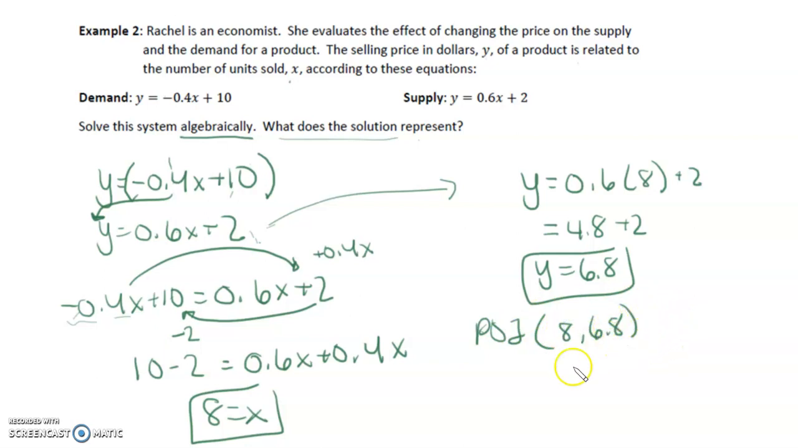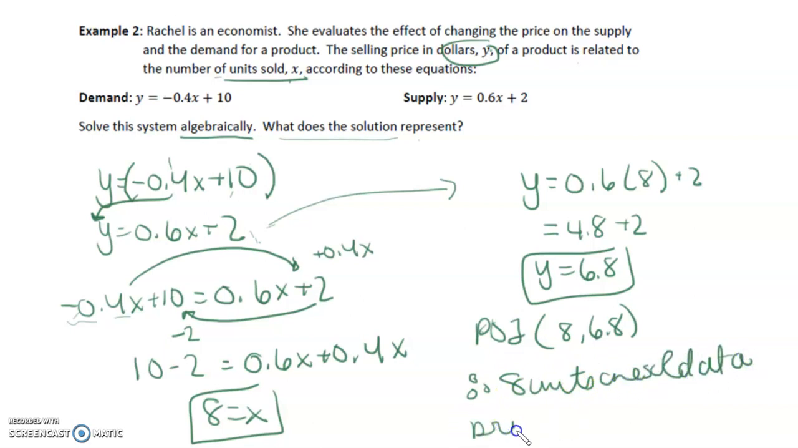Okay, and what this means is, the selling price in dollars is y, the number of units sold is x. So therefore, 8 units are sold at a price of $6.80 to break even. And that's what it's called.